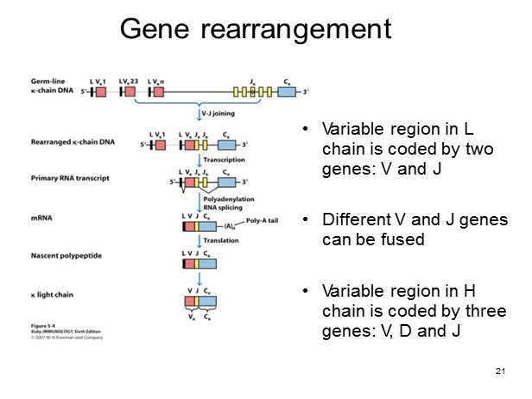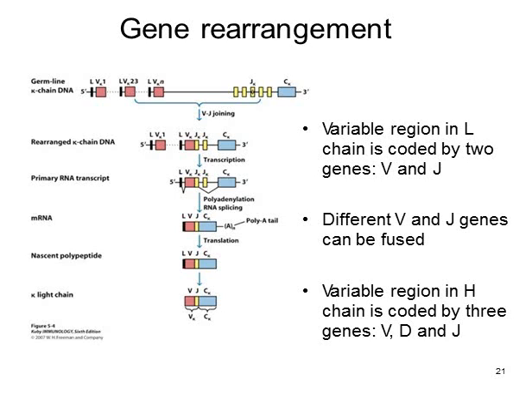When gene rearrangement occurs, for example, here's a germline kappa chain DNA, the variable region in the light chain is coded by two genes, V and J. Those different V and J genes can be fused. So if you have a look at the second part of the diagram, here we've rearranged that kappa chain DNA.